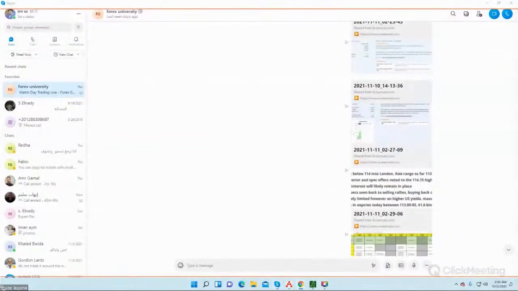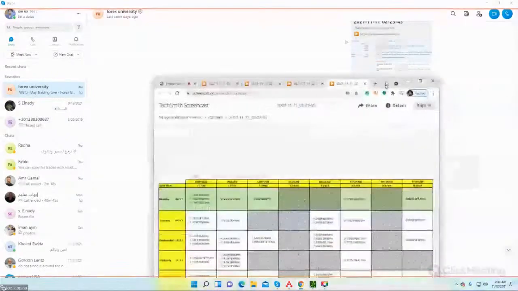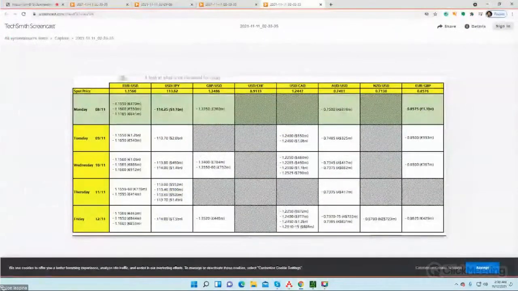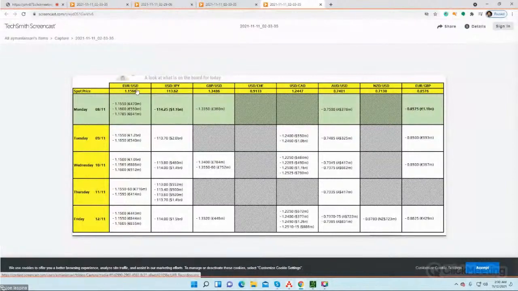Okay, so now if you're not interested in dollar yen, we have options all over, so I can post this on the chat room so you can see it. If you're trading euro dollar, let me explain how you read this. This is euro dollar. This is the line for euro dollar. This is last Monday, Tuesday, Wednesday, Thursday, and Friday.